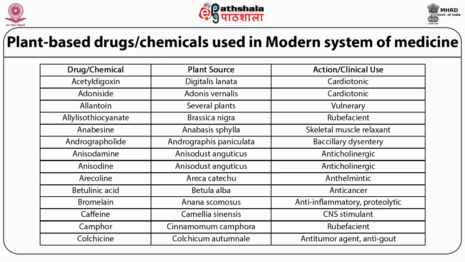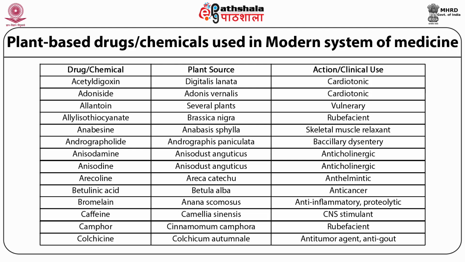We have andrographolide. It is obtained from Andrographis paniculata, and its use in bacillary dysentery is recognized in various pharmacopoeia of the world. In the same way, the first entry, acetyl digoxin, obtained from Digitalis lanata, is a cardiotonic drug. We have allantoin obtained from different plants, which is used as a vulnerary.